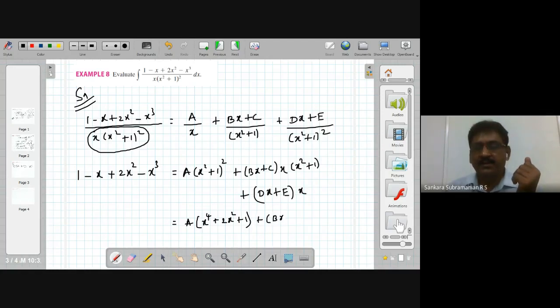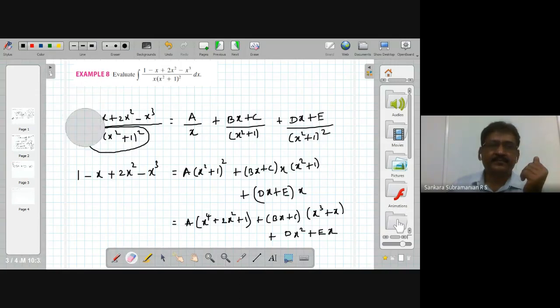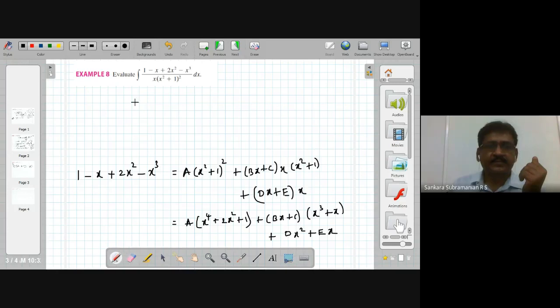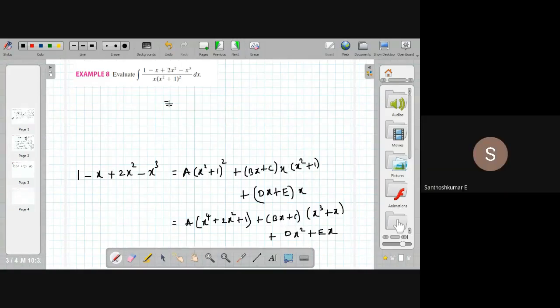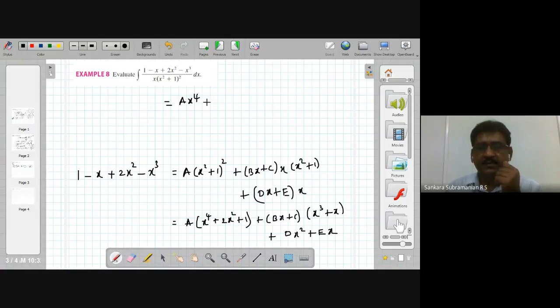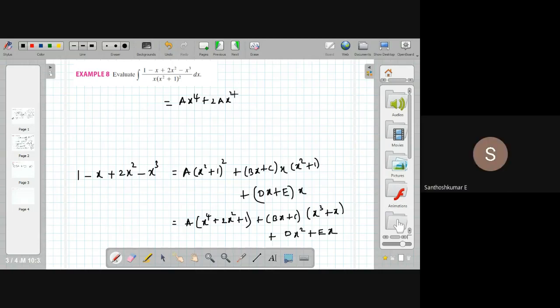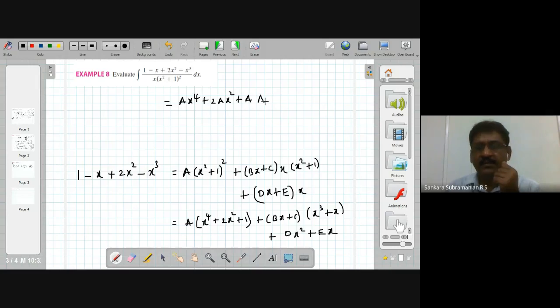Okay, this is bx plus c into x cube plus x plus bx square plus ex. So this is equal to, I have to split: a x to the power 4 plus 2a x square plus a, plus, I can multiply x cube. So I get b times x to the power 4 plus c times x cube.